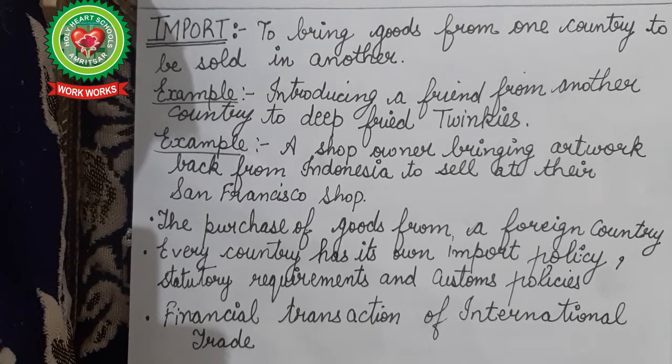McCain is a very good example. So we produce those goods, get them packed and transfer them from one place to another. So when boundaries are crossed, that is, from one country to another, it is called import. Another example: suppose a shop owner brings artwork back from Indonesia to sell at their San Francisco shop. So from one country to another, so that is what? Import.